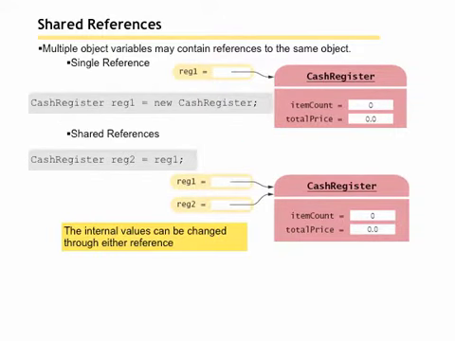You can share references. For example, we created reg1, that's a single reference. But if you say CashRegister reg2 = reg1, it doesn't make a copy of the object stored at the address referenced by reg1. It just copies the address into reg2. So essentially, we've created an alias for the same object. They are both referencing the same object. There's only one object in memory, but two names for it.